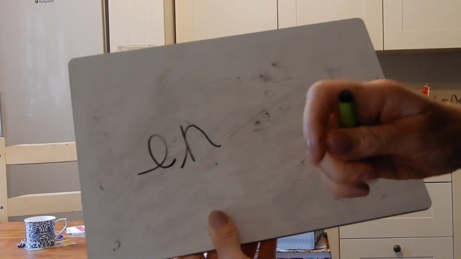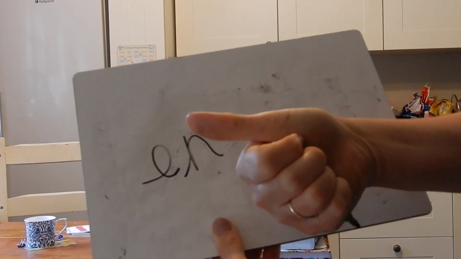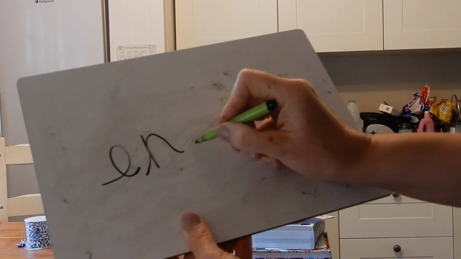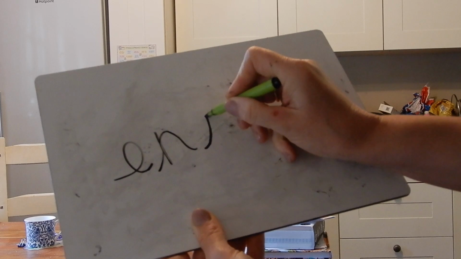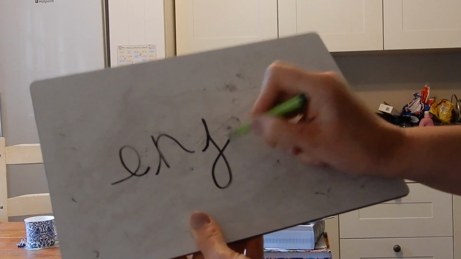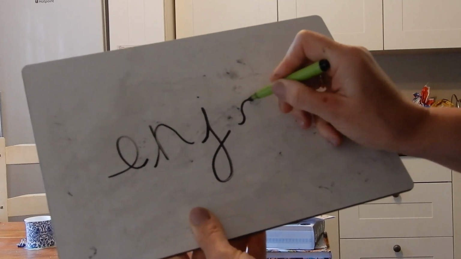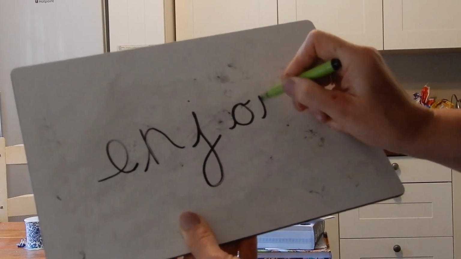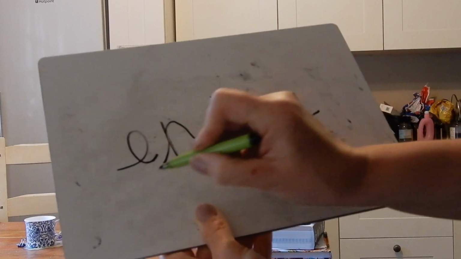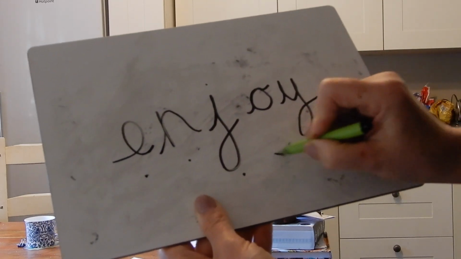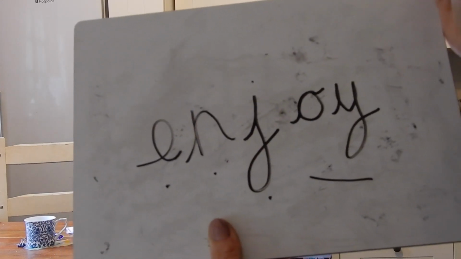Joy, I can hear two sounds in joy. I hear j and the new oi sound on the end of the word and the end of the syllable as well, in fact. So I whoosh up, I come down, I loop through for my j, don't forget to dot it. And then I do my oi sound again, o, followed by y. En, joy, enjoy. Give yourself a pat on the back if you spelt it properly.